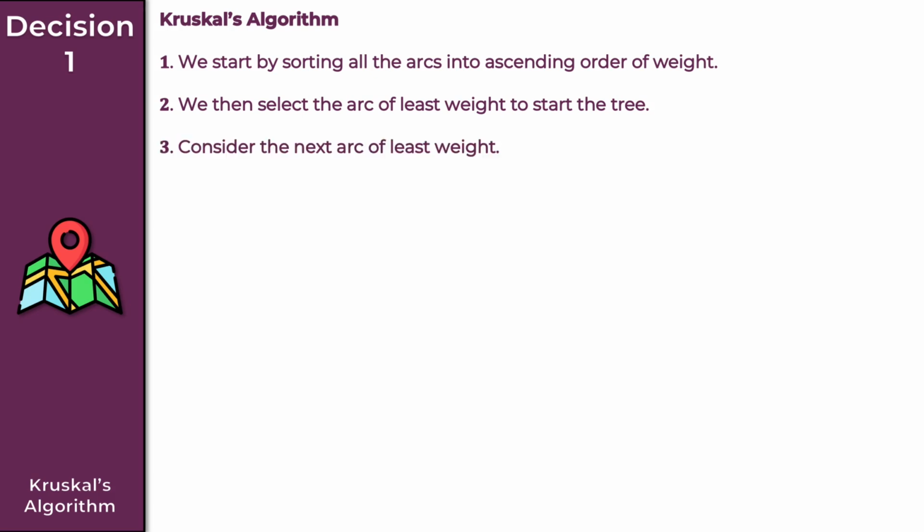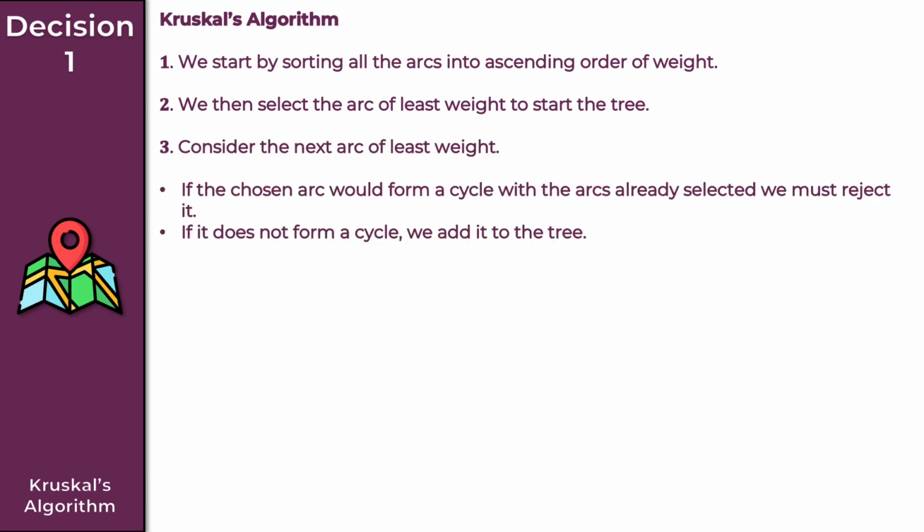For step 3, we consider the next arc of least weight. Now we've got two situations here. If the chosen arc would form a cycle with the arcs already selected, we must reject it, but if it does not form a cycle, then we just simply add it to the tree. For step 4, we then repeat step 3 until all vertices are connected. And there we have it. That there is Kruskal's algorithm.